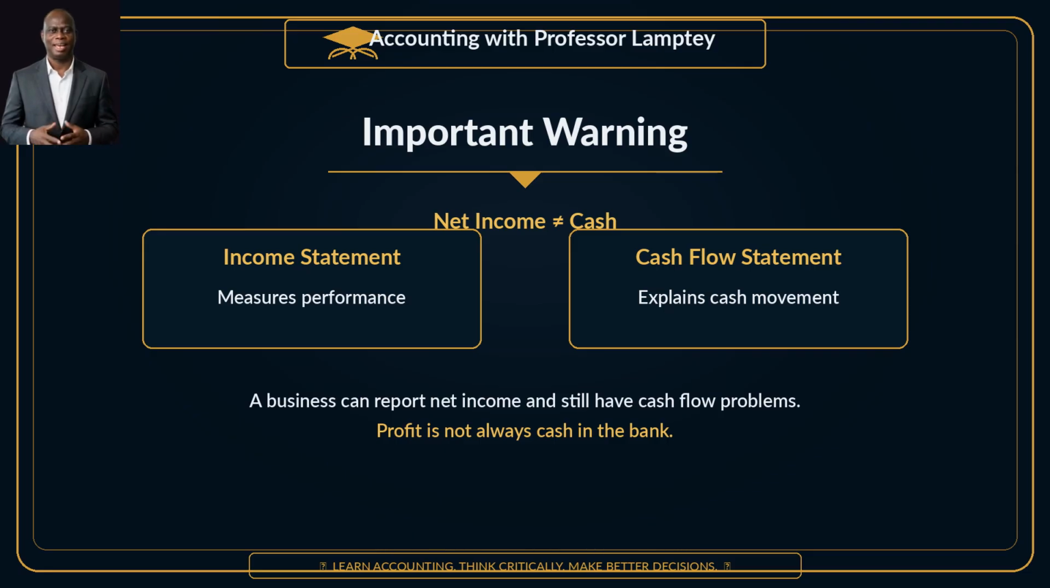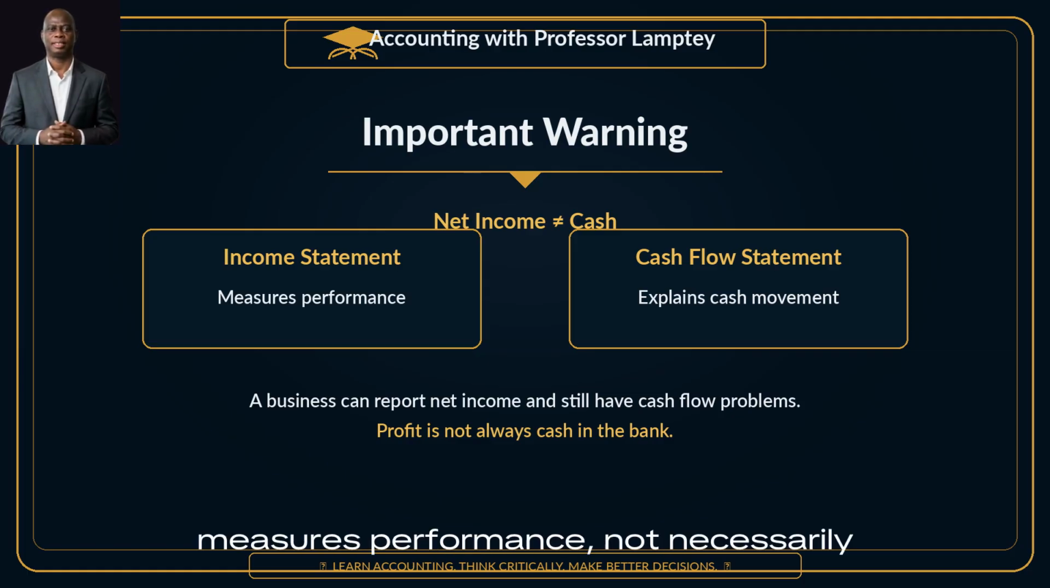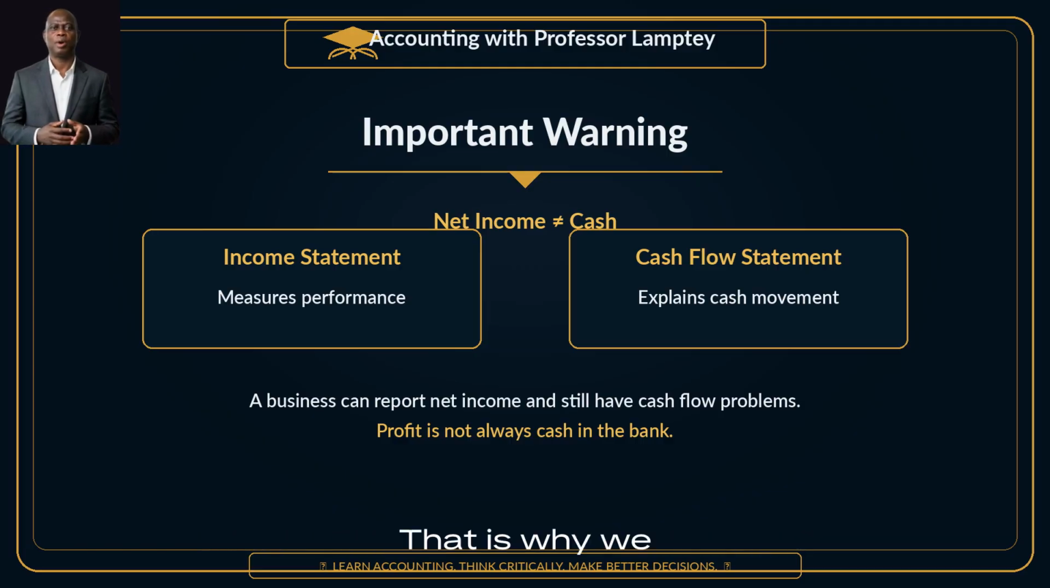Now let's be careful. Net income is not the same as cash. A business can report net income and still have cash flow problems. Why? Because under accrual accounting, revenue is recorded when earned, and expenses are recorded when incurred. That means some revenue may not have been collected in cash yet. Some expenses may not have been paid in cash yet. So the income statement measures performance, not necessarily cash. That is why we also need the statement of cash flows later. The income statement is important because it shows whether the business is generating profit from its operations, but it is only the first part of the story.